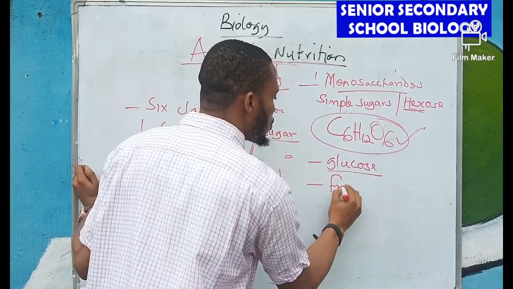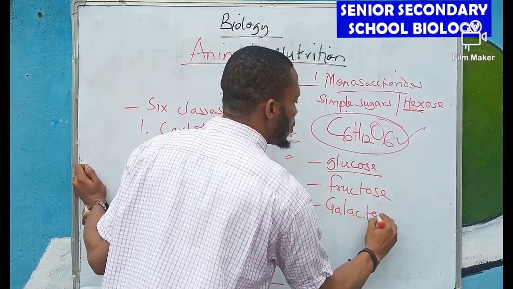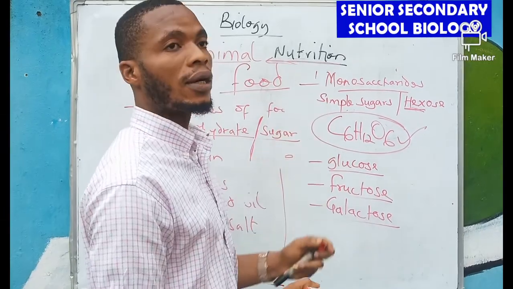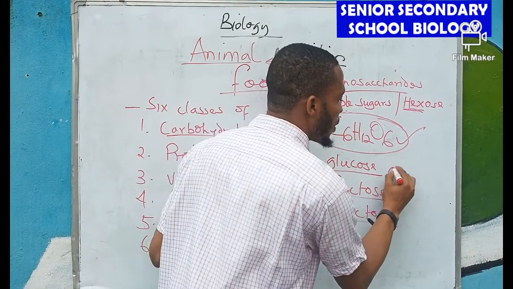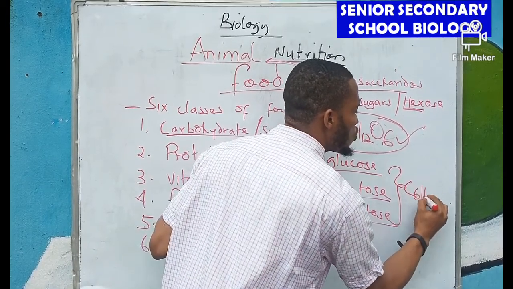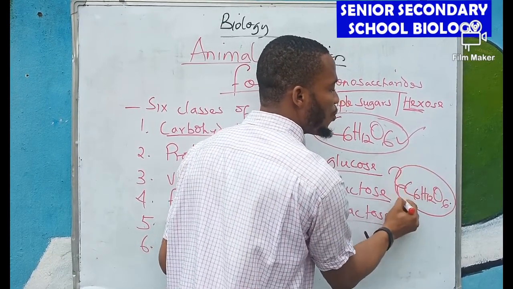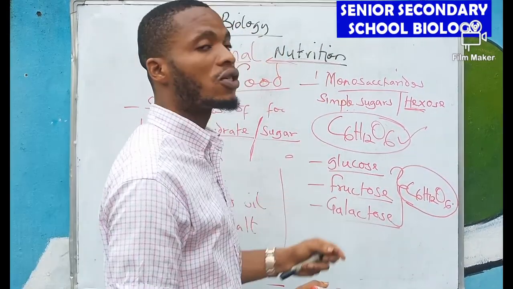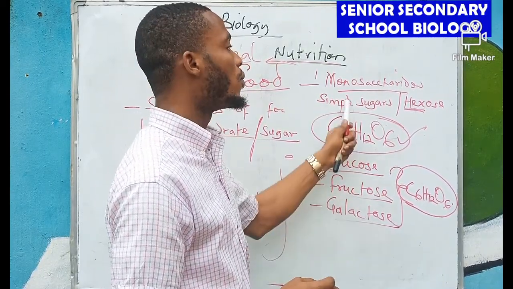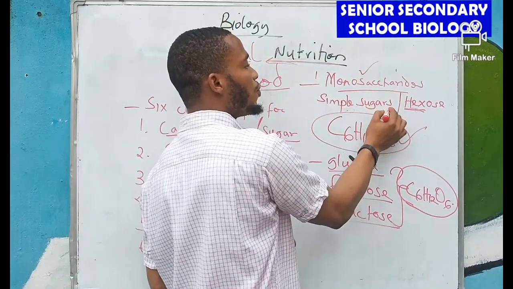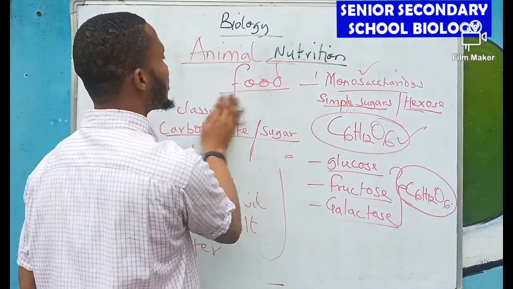Now, examples of these monosaccharides are: you have your glucose, the emperor of photosynthesis. You have your fructose, and then you have your galactose. So these are the three major monosaccharides under the carbohydrate family. They have the same chemical formula, C6H12O6. Remember, in photosynthesis, you always have this as your end product. So during photosynthesis, glucose is commonly produced. Exactly. So these are the three major monosaccharides, simple sugars, or hexose.